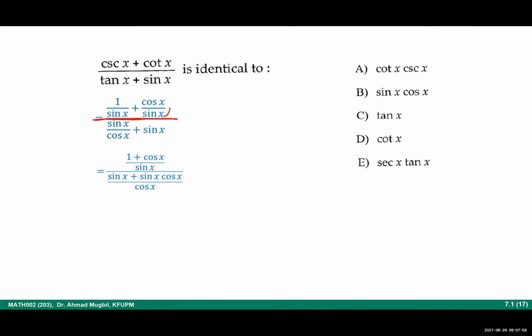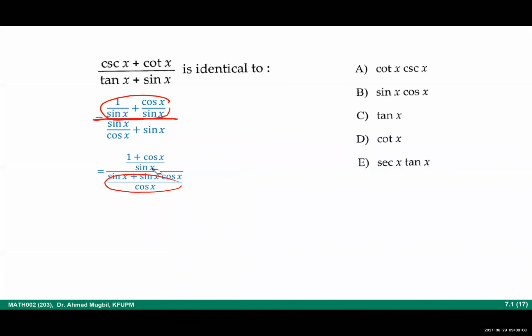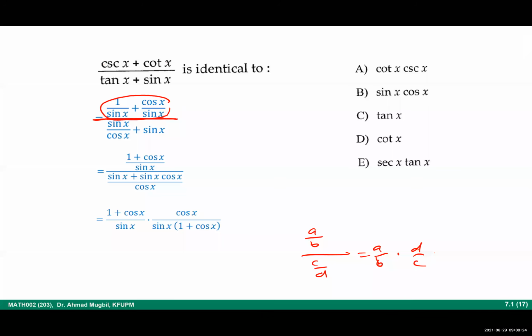Now simplify the numerator as much as you can. Simplify the denominator as much as you can. So this is what we did. This is the main numerator. This is the main denominator. Now what you can do more, you can say that this is equal to 1 plus cosine over sine. This is the numerator. When you have a over b all over c over d, this is equal to a over b multiplied by d over c. This is what we did.